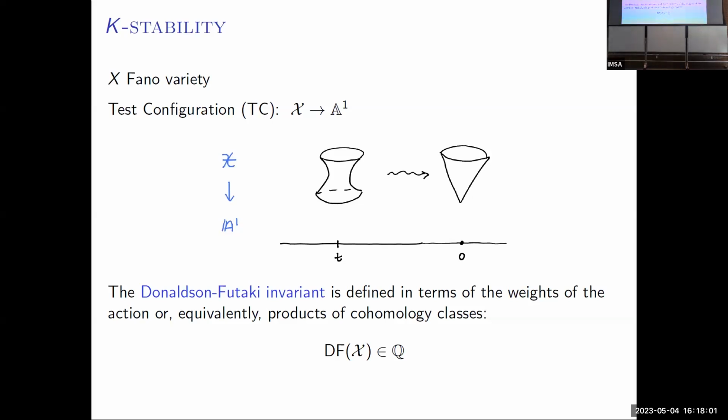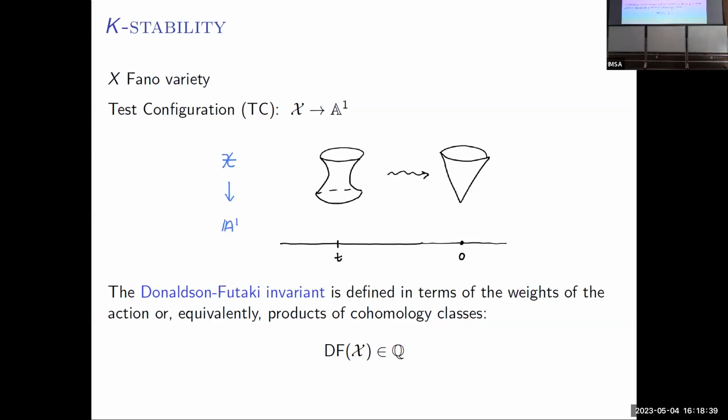But instead of giving you a precise formula, let me tell you what this invariant is measuring. If you start with a test configuration like this, as I said, there is a line bundle involved in this picture, and you can use this line bundle to embed this family in some big projective space. And so in this big projective space, you have this degeneration of your given Fano variety, and then you can pull back the Fubini-Study metric from the projective space.